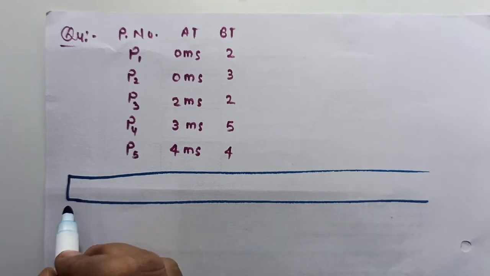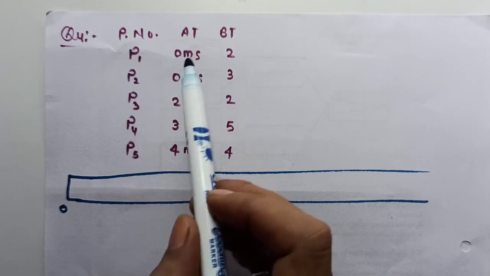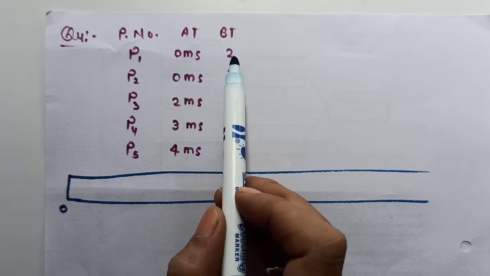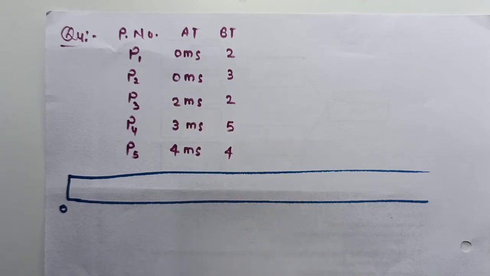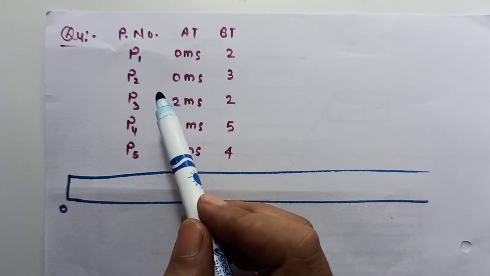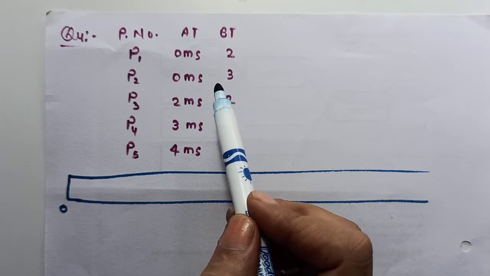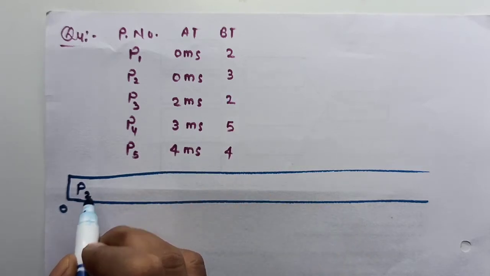So at time 0, we have two processes, P1 and P2. Both are arriving at time 0, but they have different burst units. So which process to allocate first? The process P2. Why? Because it is having the highest burst unit, and that is the criteria for this. So we will allocate process P2 first.